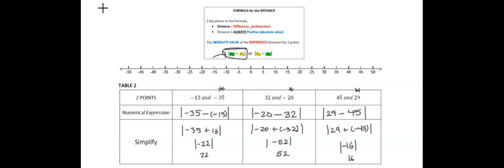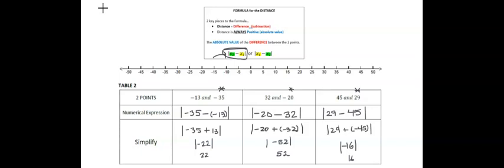Okay, so you should have set up your expressions. Check to see if we have them set up the same way. We're subtracting 13 from negative 35, in the first one. And when you do that, you get negative 35 plus 13, which is negative 22. And the distance, the absolute value of negative 22, is positive 22.